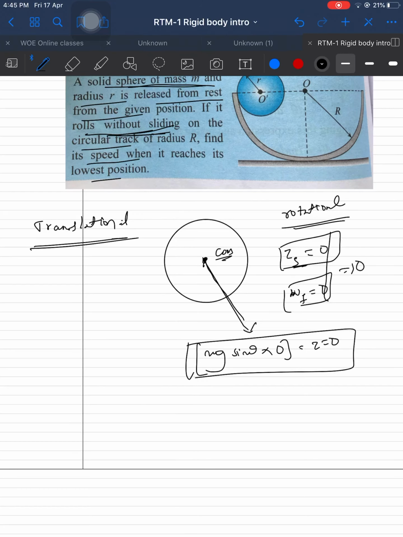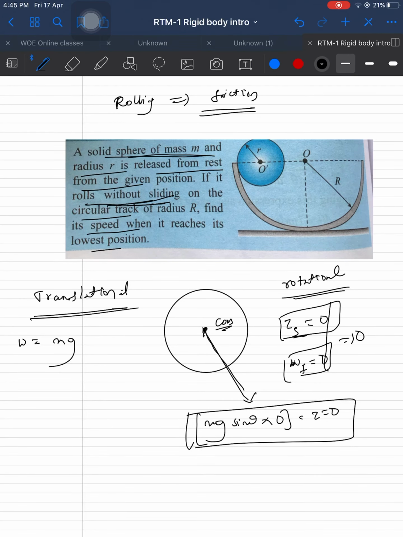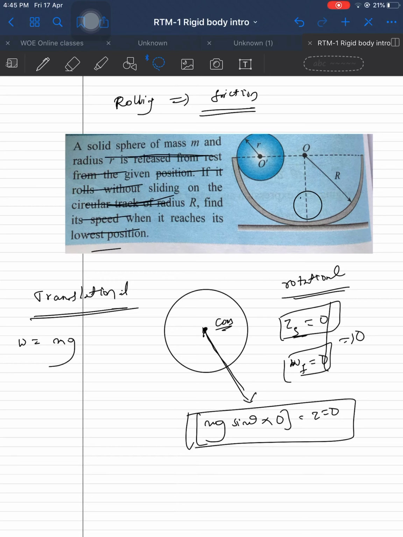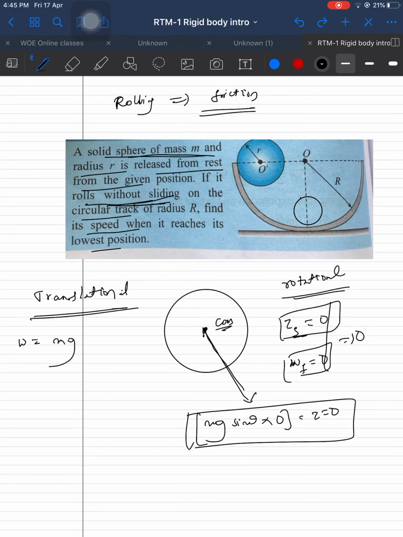Translational work. So work done is equal to mg. Gravitational force is acting on the body. When it comes to the lowest position, it is at a distance smaller r from the ground. Work done is mg into ds. Initially it is at a height of how much? Capital R, and finally at a distance small r. So mg into the final position minus initial, capital R minus small r. Okay, mg, this is the only work done that is remaining.